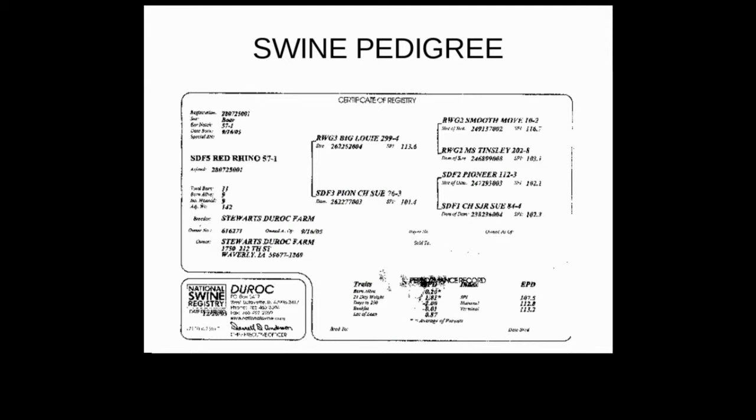Swine pedigree, just the same. Here's the latest offspring on the far left. Here are its parents. Here are its grandparents. Do you call swine grandparents grandparents? I guess you do. This particular swine pedigree is right from the Stewart's farm, right here in Waverly, Iowa.